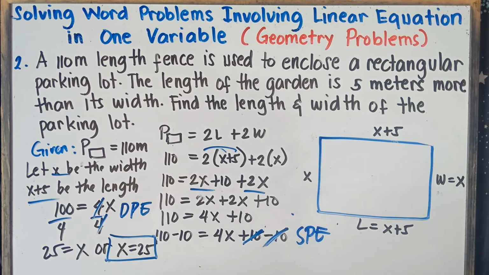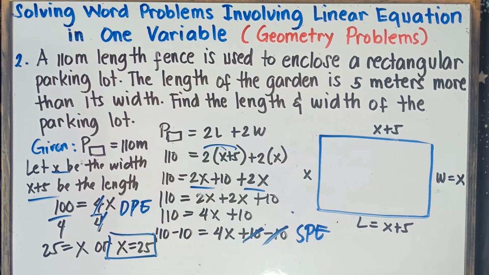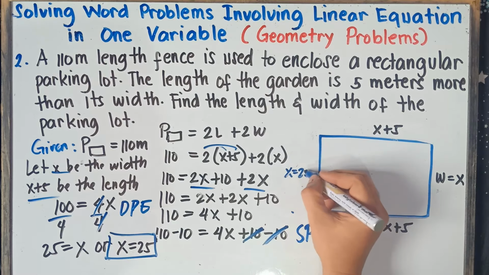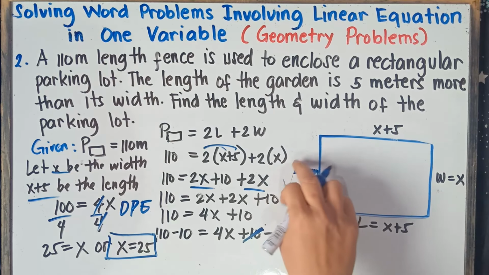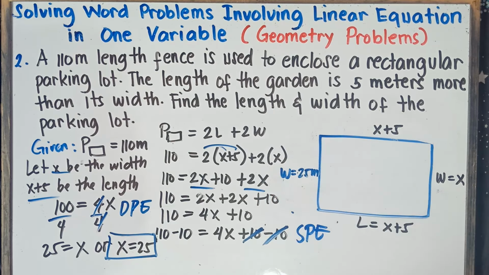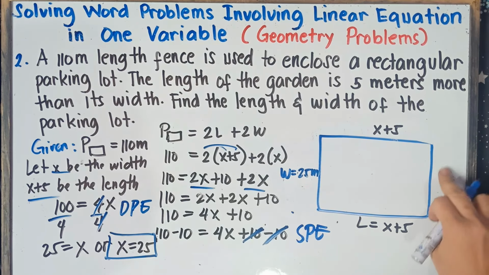Alright, so therefore, our value of the width, so width is equal to 25. So this is 25, x equals 25. So this will be 25 meters for the width, or we can say width is equal to 25 meters. So this one is 25 meters.